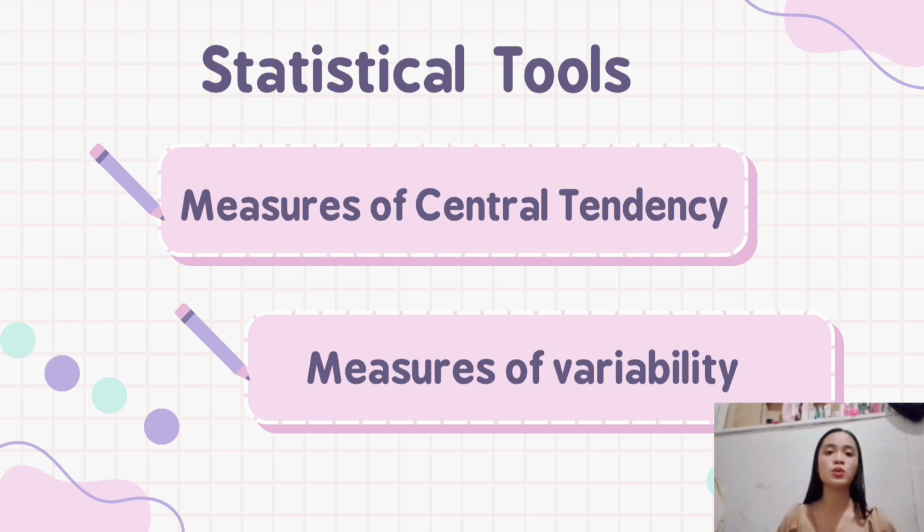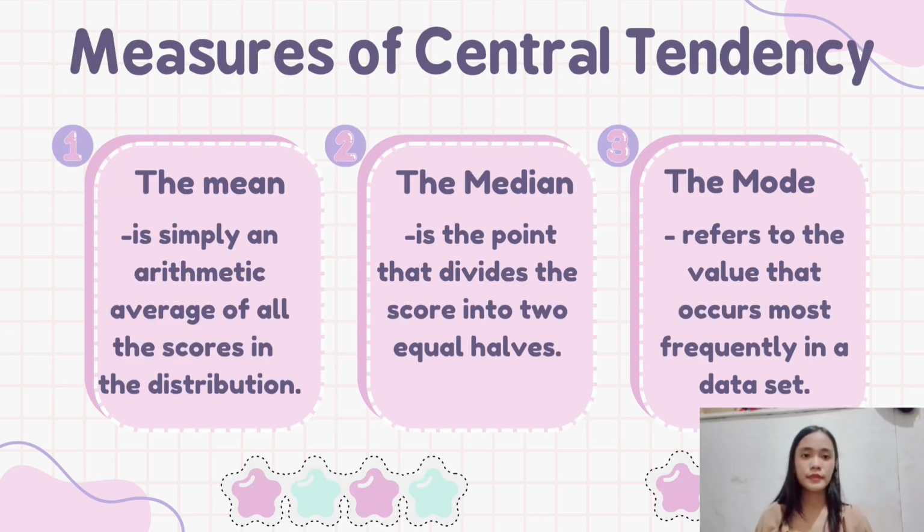Now let's proceed to statistical tools. To carry out meaningful comparisons among sets of test scores, a statistical tool is needed. The measures of central tendency and the measures of variability are the most commonly used statistical tools. I will now discuss the measures of central tendency, and the measures of variability will be discussed by my co-reporter later on. I know that you are already familiar with these measures of central tendency, so now let me recap what is mean, median, and mode.